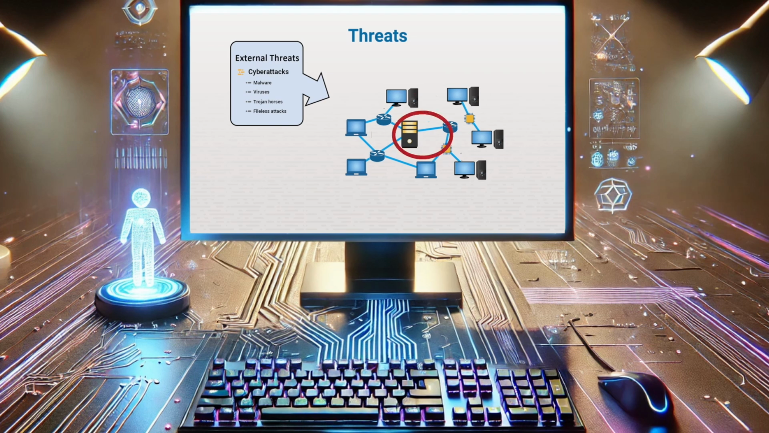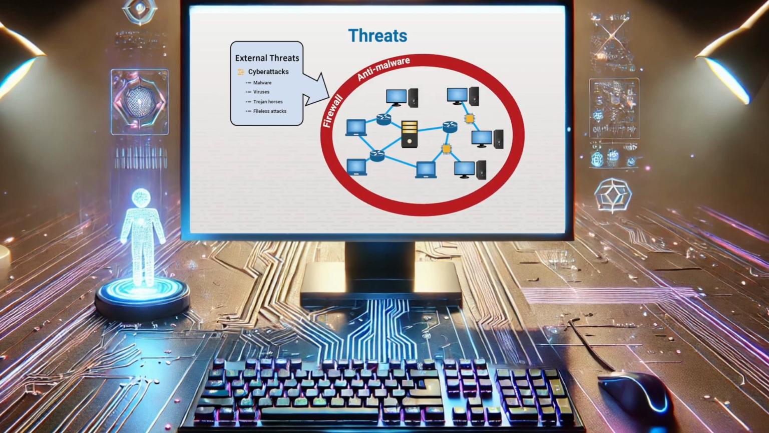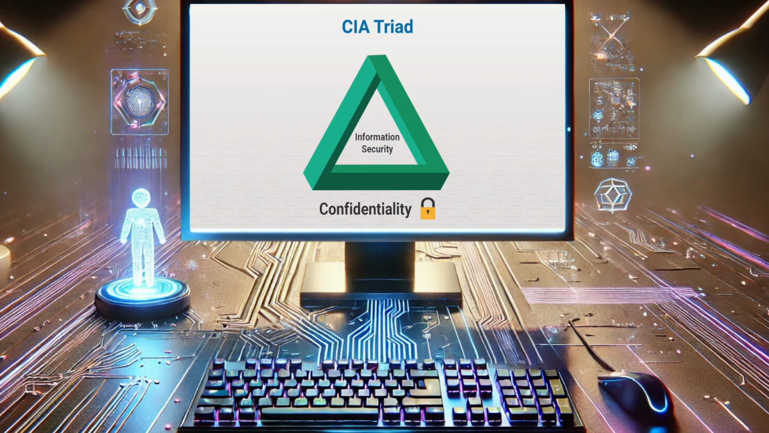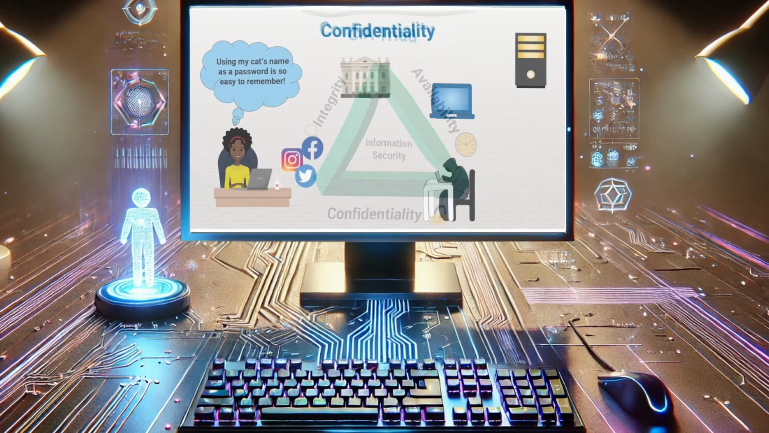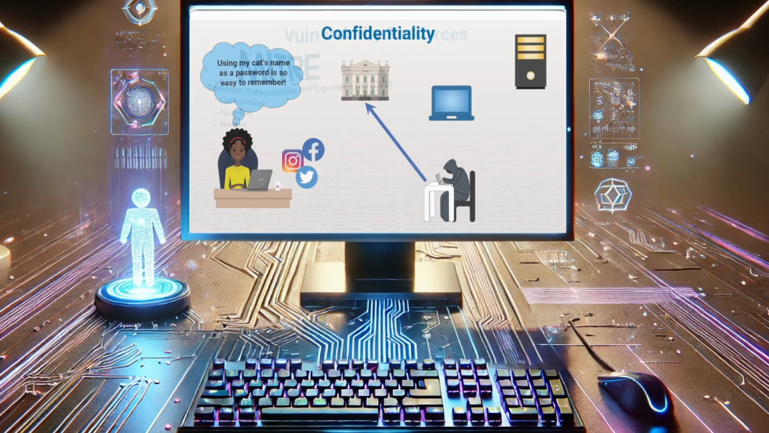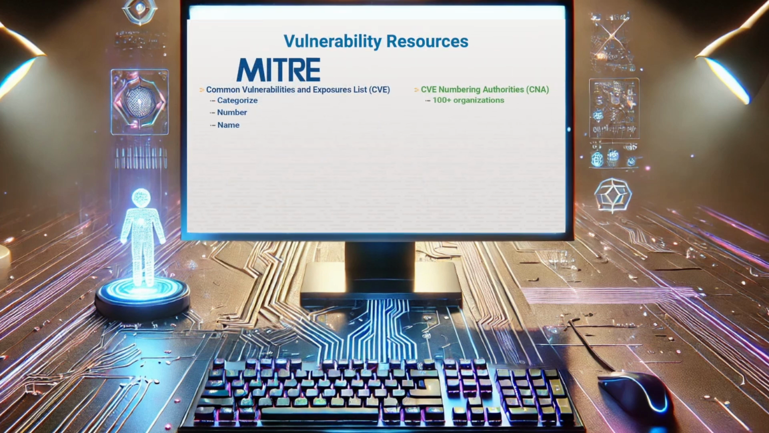In this lesson, we'll discuss some common network security concepts. First, we'll look at the CIA Triad. Then we'll compare internal and external threats, and we'll end the lesson by discussing vulnerabilities and exploits.